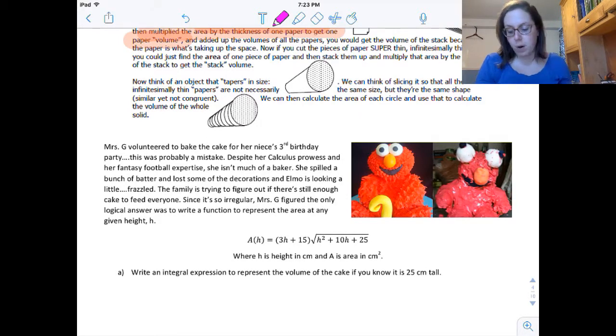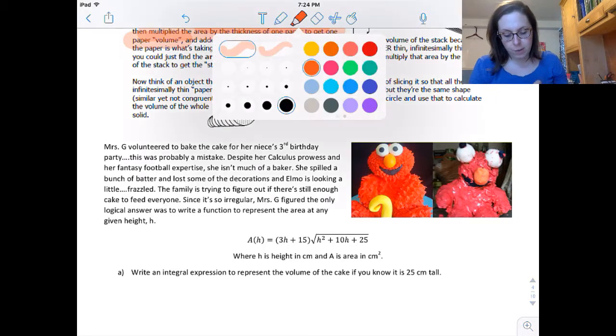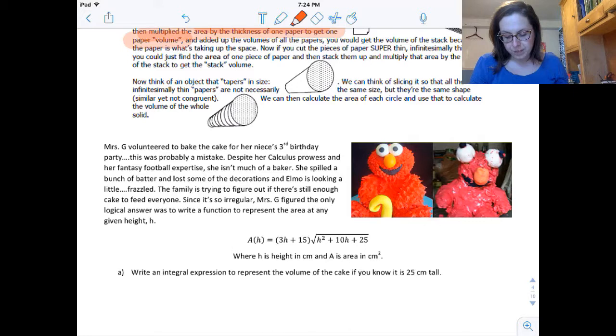So Mrs. G volunteered to bake a cake for her 3-year-old niece's birthday party. This was probably a mistake. Despite her calculus prowess and her fantasy football expertise, she isn't a baker. She spilled a bunch of batter and lost some of the decorations, and Elmo's looking a bit frazzled. Family is trying to figure out if there's still enough cake to feed everyone since it's irregular. Mrs. G figured the only logical answer was to write a function to represent the area at any given height.